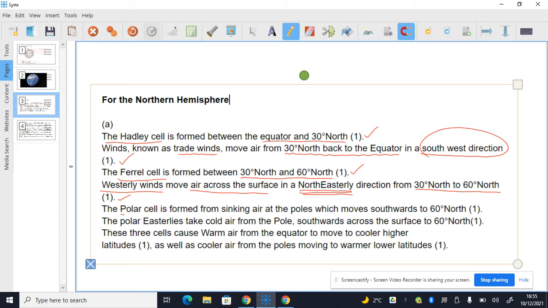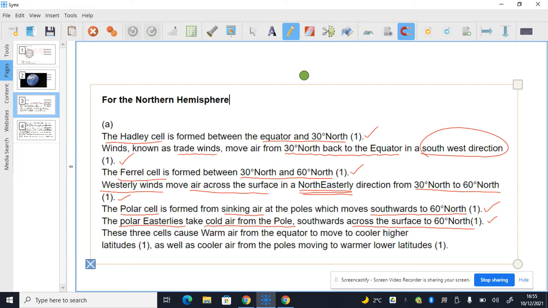Finally, we've got the polar cell. It's made from sinking air, and it moves southwards from the pole to 60 degrees north. So from the pole, which is 90 degrees, to 60 degrees north. There's a mark. And finally, the surface winds, they're known as polar easterlies, and they take cold air from the pole, and they move it across the surface to 60 degrees north.